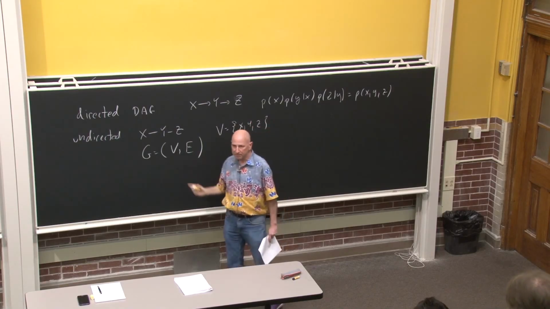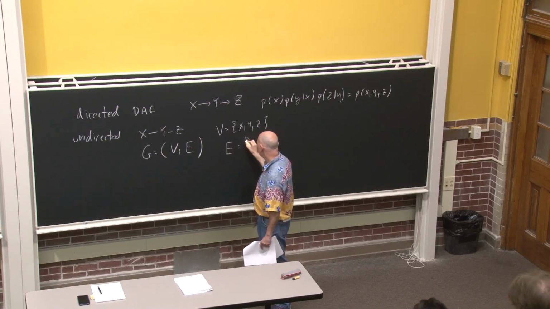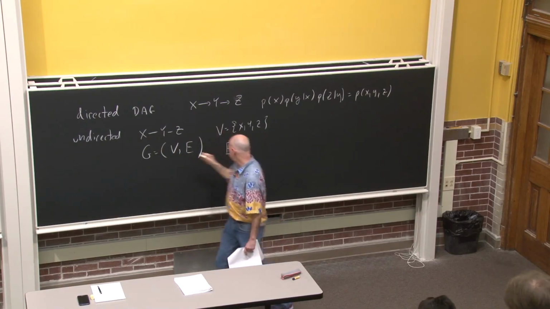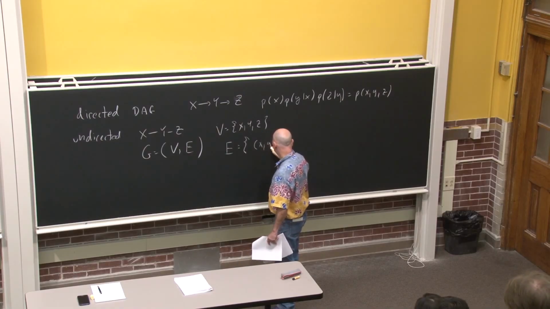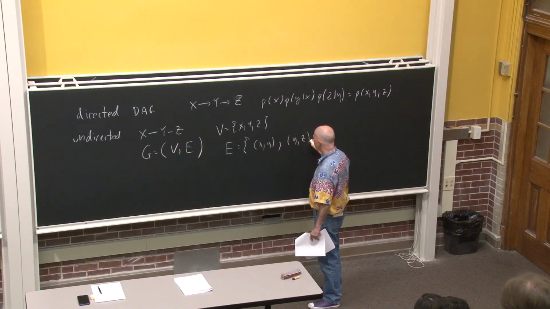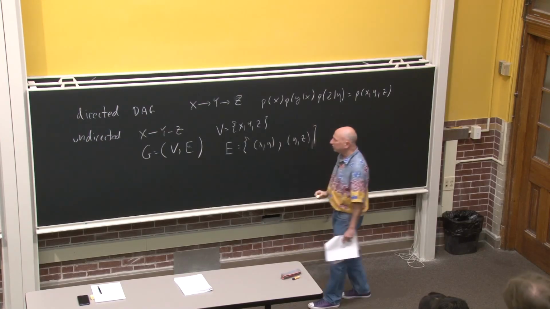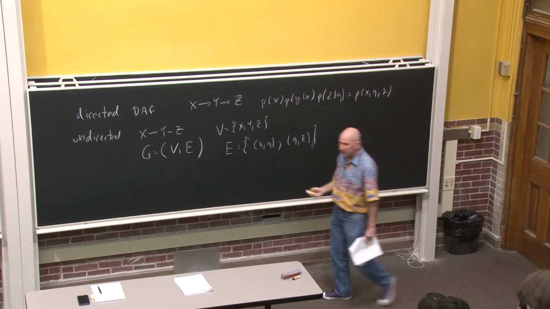And the edge set can be represented many different ways. I could represent it as a set of pairs. So I could write it as, well, there's an edge between x and y, there's an edge between y and z, and there's an edge between, well, that's it, right? That's just two. Or you can think of it as an adjacency matrix.